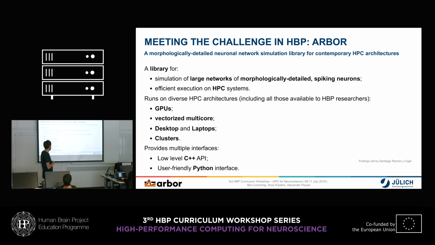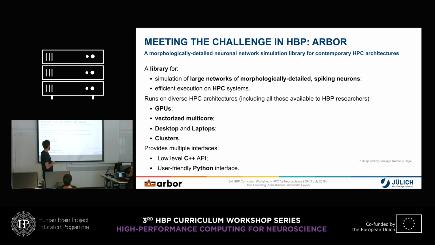So specifically, it's a library for simulating large networks of morphologically detailed cells, so detailed cells, not spiking neurons. And this is a key point. It's usually for large networks, because that's where we start to really care about performance. When we want to run models with hundreds of thousands or millions of cells, or we want to run 100,000 models with one cell in each model because we're looking for some parameters. And it runs across the diverse hardware that's available to HPC researchers through the HPC infrastructure.